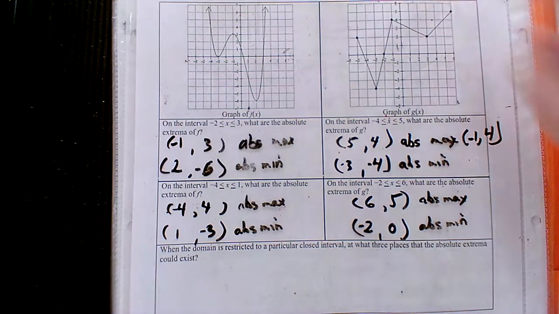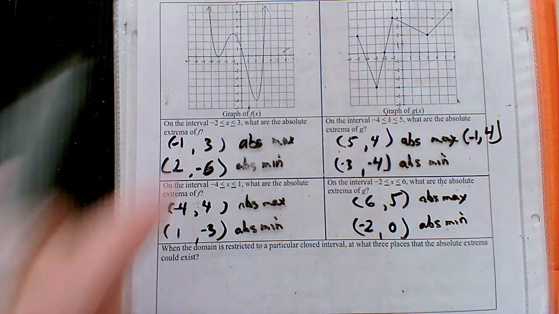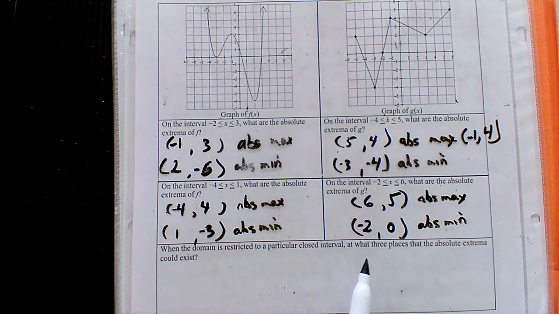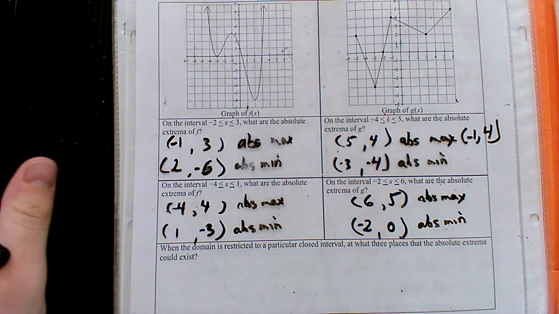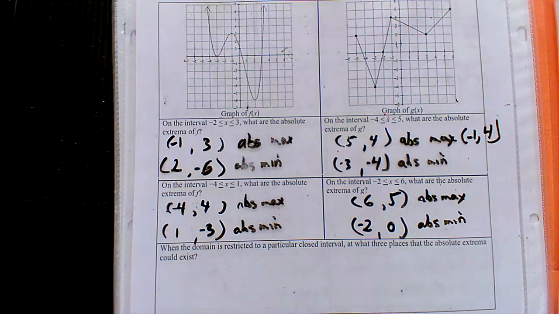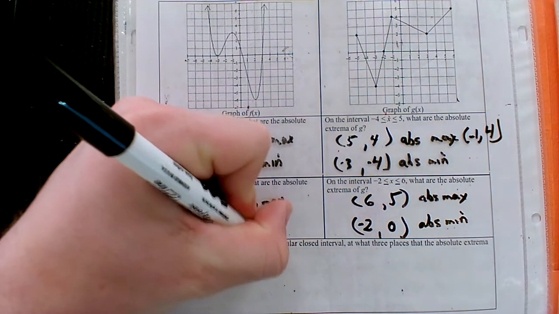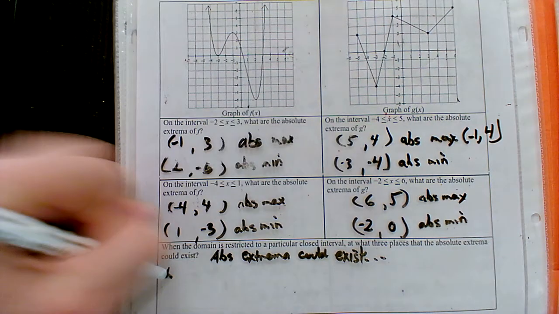All right, so after doing both of these problems, looking at two different intervals for both of them, let's try to answer the question below. When the domain is restricted, so that means applying the different intervals. It was restricted here and here and here and here. They restricted it two different ways for each problem. So when the domain is restricted to a particular closed interval, at what three places could the absolute extrema exist? So if you want to go up and draw lines on one of them again and think about it, there are three places where you could find absolute extrema. So where are they? We're going to list three different places.